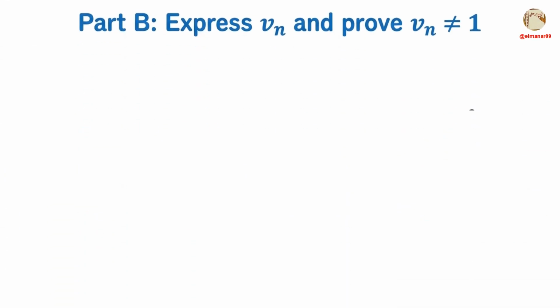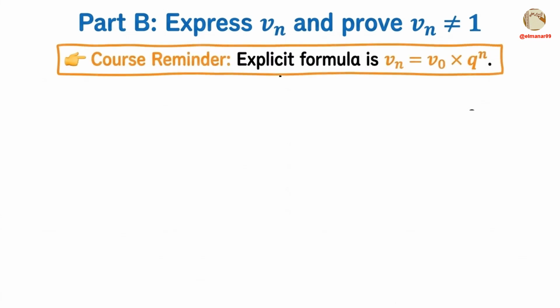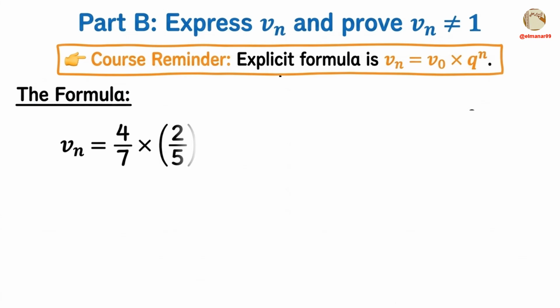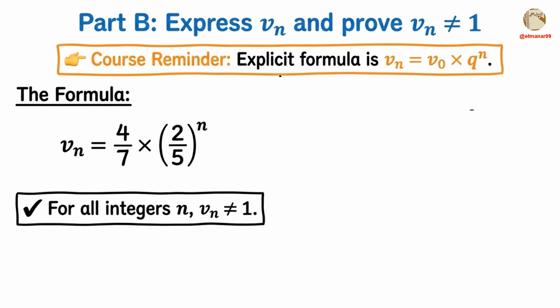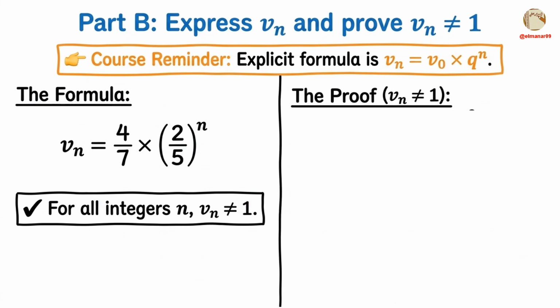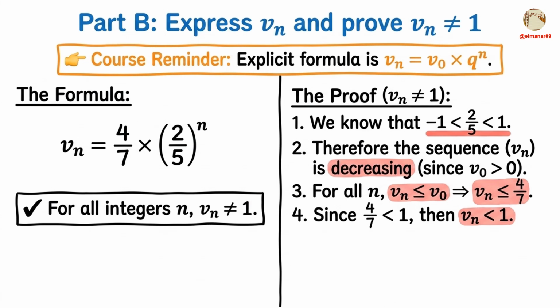Now that we know V_n is geometric, we can write its explicit formula. V_n equals V_0 times q to the n. By plugging in u_0, we find V_0 equals 4 over 7. So V_n equals 4 over 7 times (2 over 5) to the n. We also need to prove that V_n is never equal to 1. Why? Because later we will divide by 1 minus V_n, and you can't divide by 0.